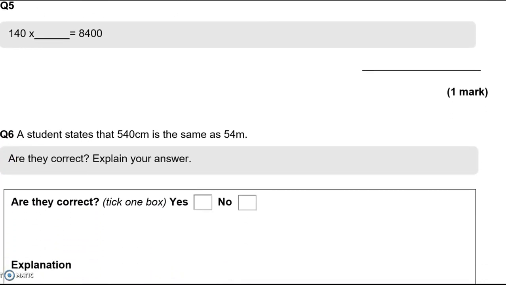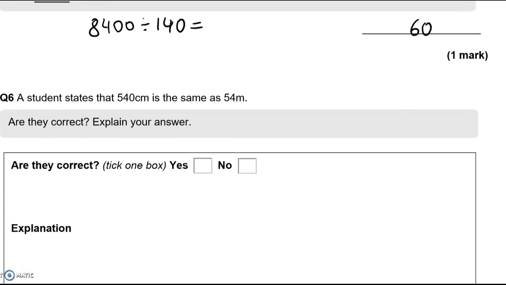We've got 140 times a number equals 8,400. So what we're going to do is the inverse. So 8,400 divided by 140 equals what? And that's going to give us the missing number. Using a calculator, that gives us 60.